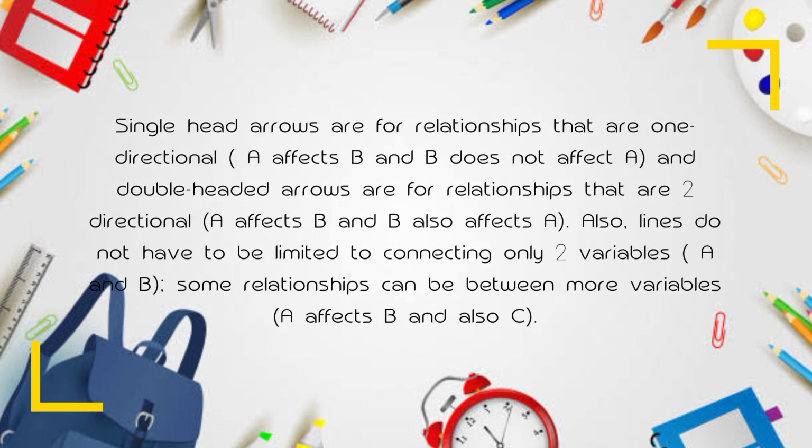Single-headed arrows are for relationships that are one-directional: A affects B and B does not affect A. Double-headed arrows are for relationships that are two-directional: A affects B and B also affects A. Also, lines do not have to be limited to connecting only two variables, A and B. Some relationships can be between more variables: A affects B and also C.